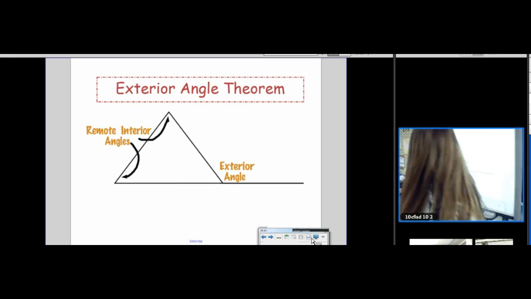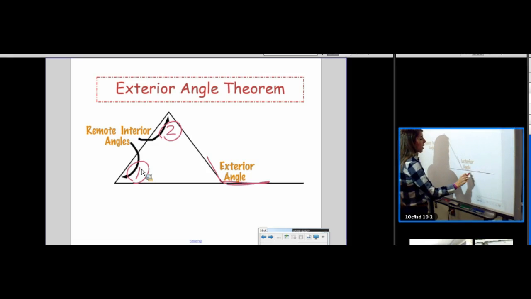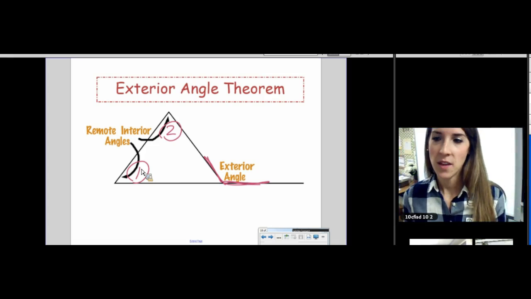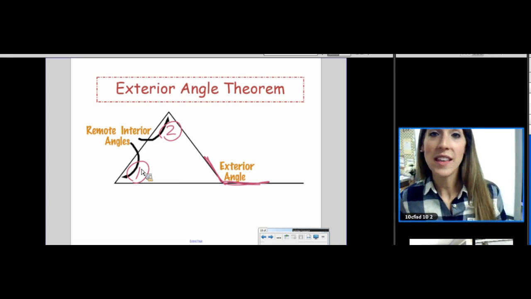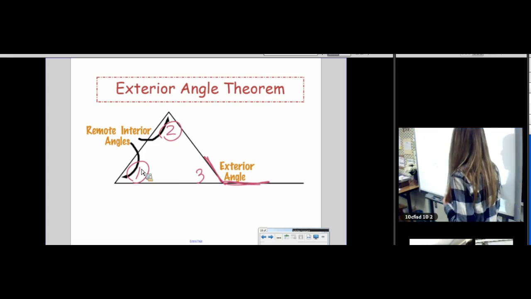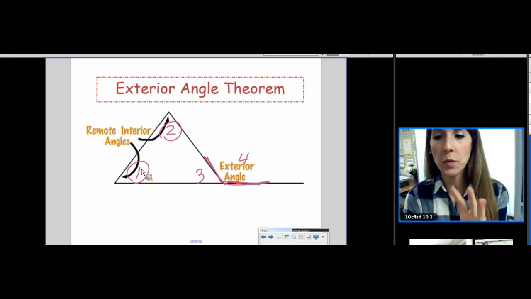So these 2 angles, I'll just call them 1 and 2. In the triangle, these 2 angles are the farthest away from this exterior angle. So they're called the remote interior angles. Now, of course, exterior means on the outside. So the exterior angle is angle 4. It's the angle on the outside of the triangle. We're going to learn what the relationship is between the remote interior and the exterior.